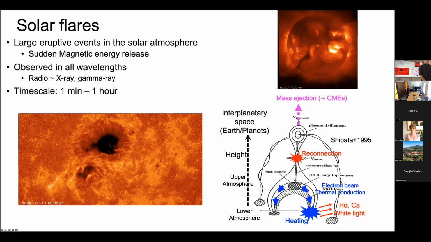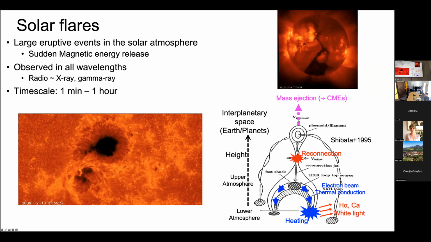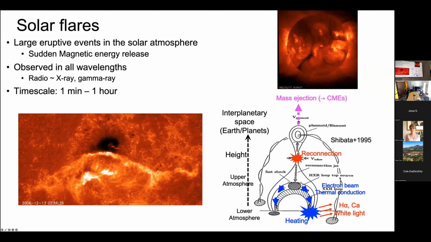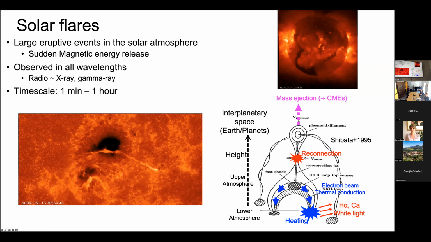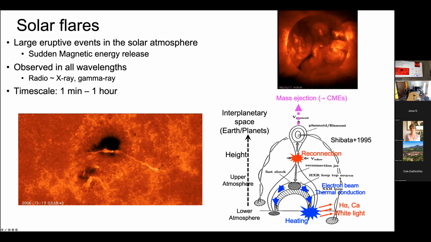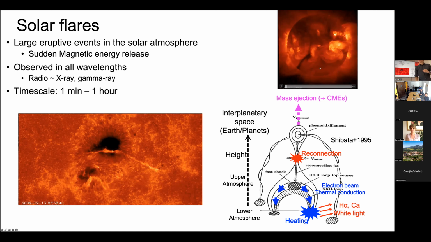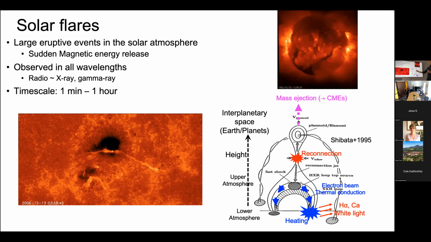Before going into detail, I start my talk with a brief introduction to solar flares. Maybe you have heard about solar flares, right? As you may know, large solar flares are large eruptive events in the solar atmosphere. They are a sudden magnetic energy release, especially caused by magnetic reconnection in the solar corona, and are observed in all wavelengths. For example, this is a soft X-ray image of the Sun. As you can see, there are a lot of explosions on the surface of the Sun.